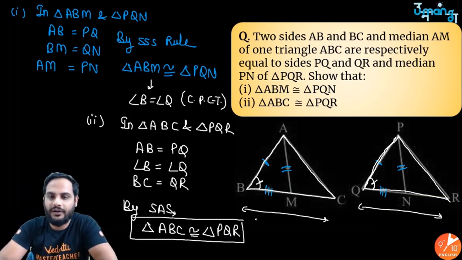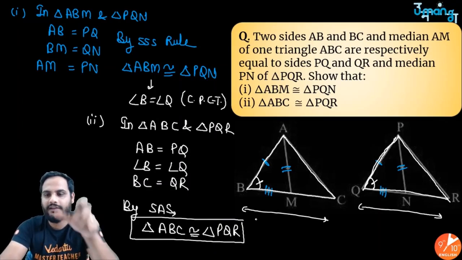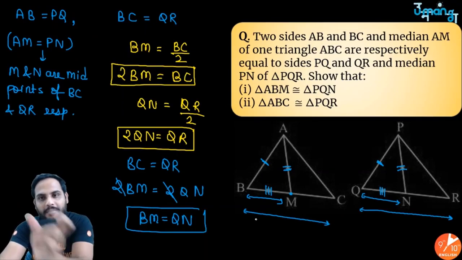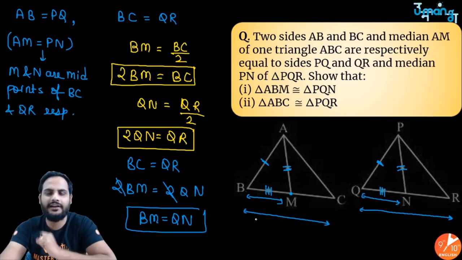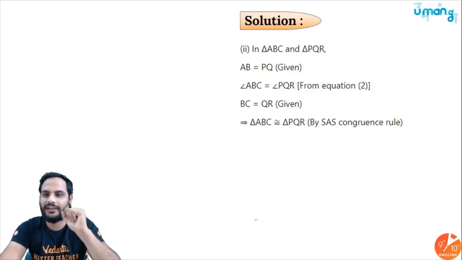Got it? So this is how we have solved both the parts. The important thing here was that if BC and QR were equal, their halves also will be equal. So BM and QN will also be equal. After that the question is just like this. Okay, so this is how this question can be solved.